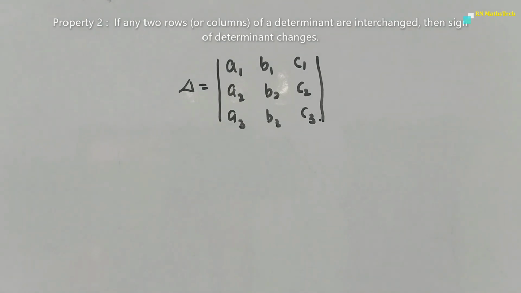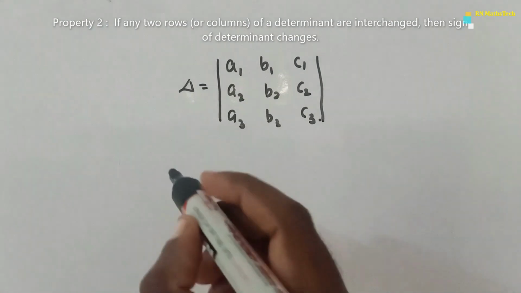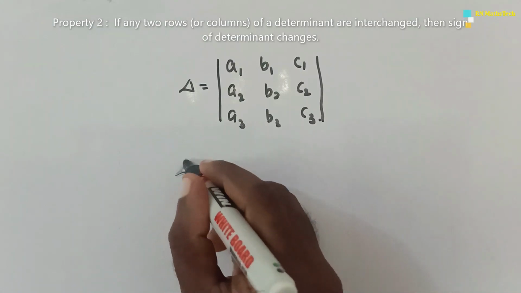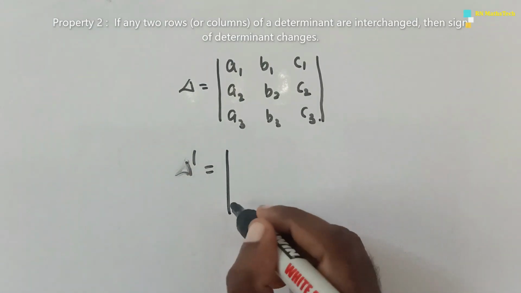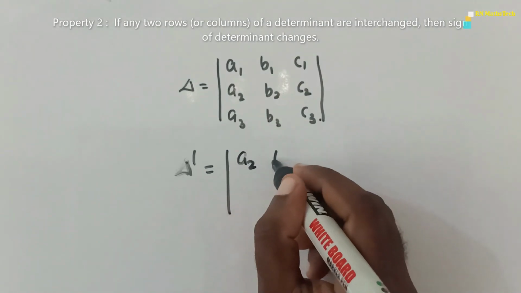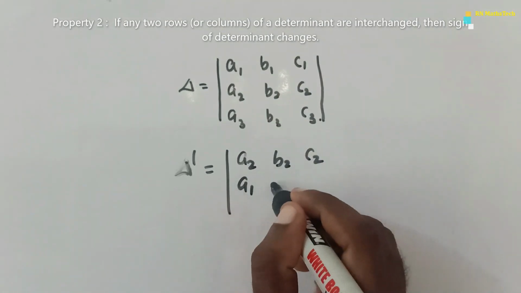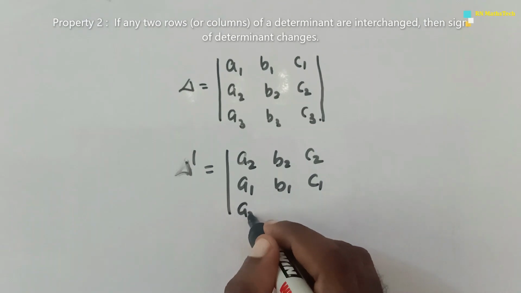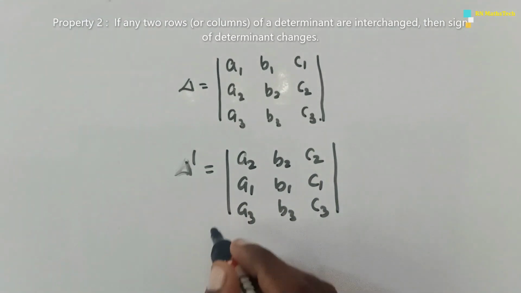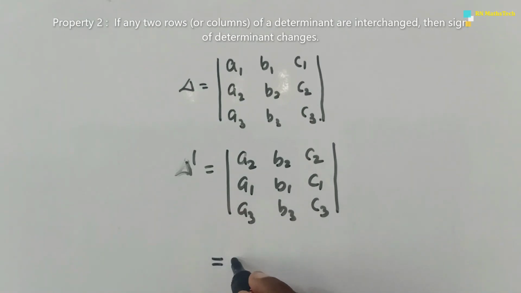Let delta is equal to a1, b1, c1, a2, b2, c2, a3, b3, c3. Now delta dash is equal to determinant. Here we interchange this first row and second row. That is a2, b2, c2, a1, b1, c1, a3, b3, c3. So in this case, this delta dash is equal to minus delta.